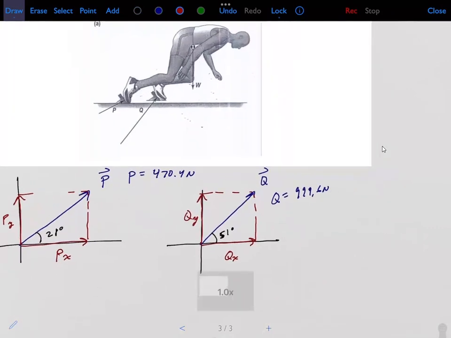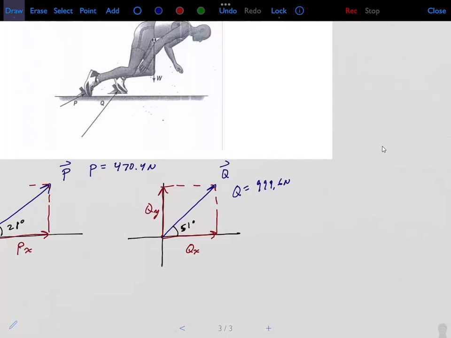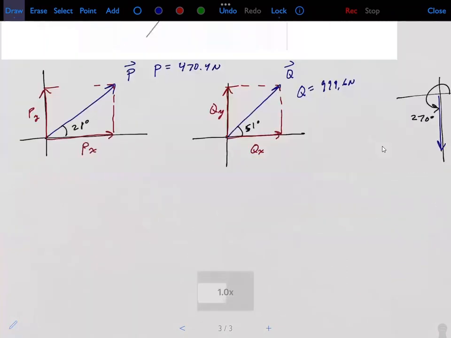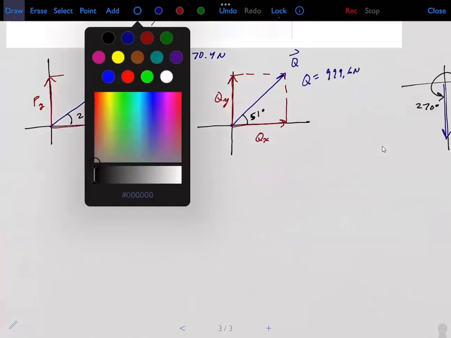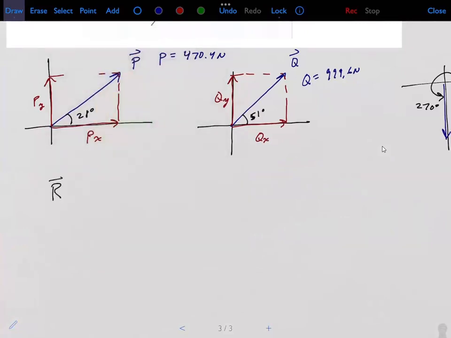And then finally, W is just the weight of the individual. That's just acting straight down again, right? So in this case, W is acting straight down. And we know that magnitude is 686 newtons, that's the weight of the person. And this angle is, no, 270, right? Straight down will be 270 degrees. Okay, so what I want to do is find, now I guess I'll call it R, the resultant vector, which is P plus Q plus W.